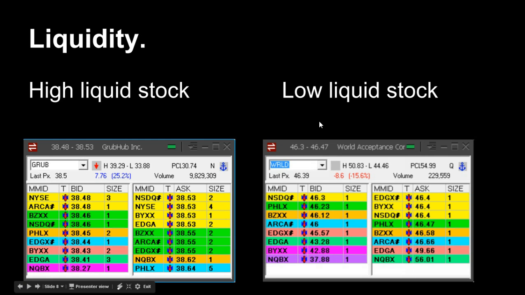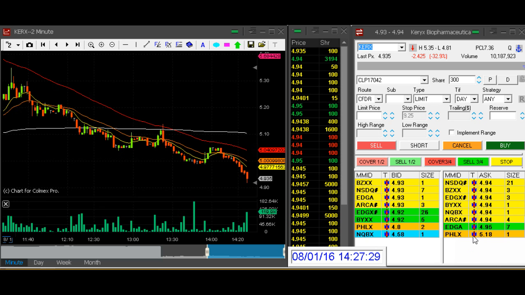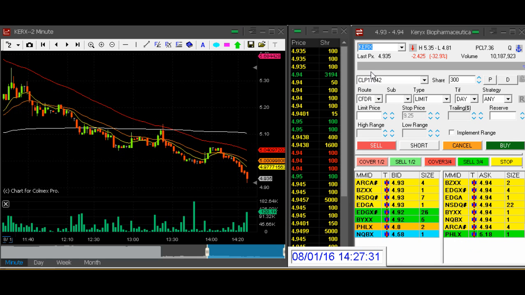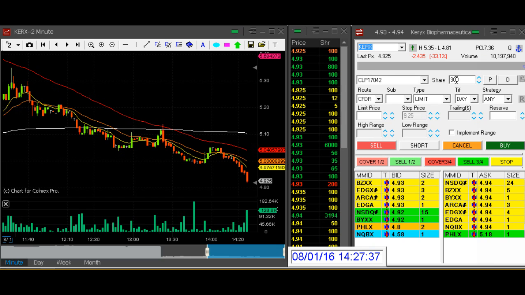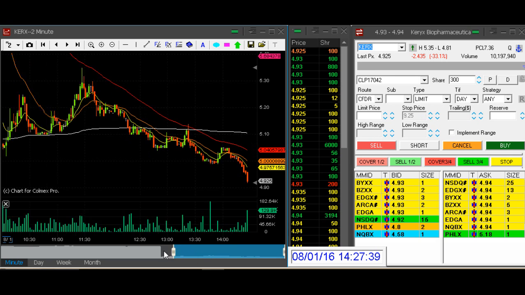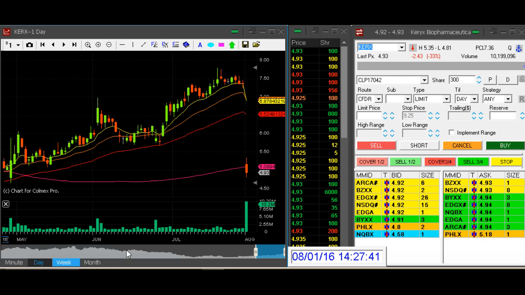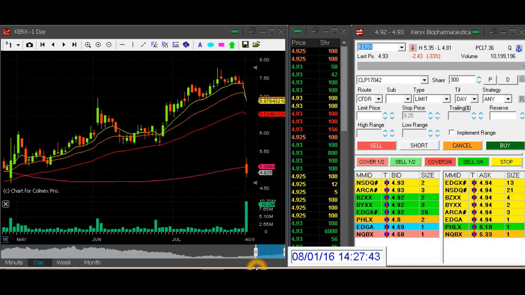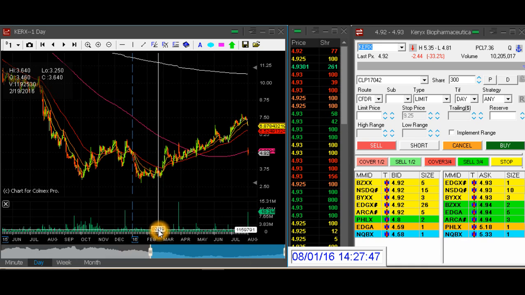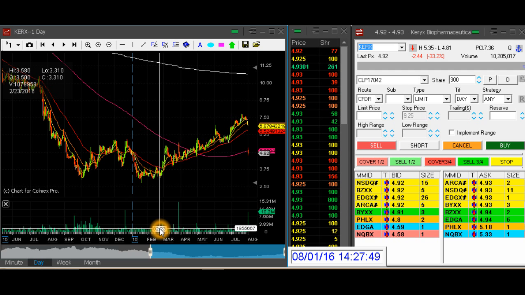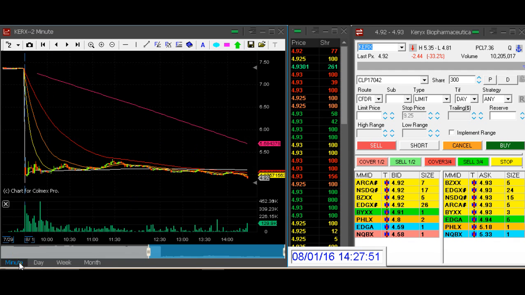So let's see an example in real time, okay. So for example, right here we have KERX, a really liquid stock today, a low float stock, okay, a low float. Let me show you why. If we go to the daily, look at the freaking volume, it's really high, and normally the average volume is lower than 200 shares, so this is huge.